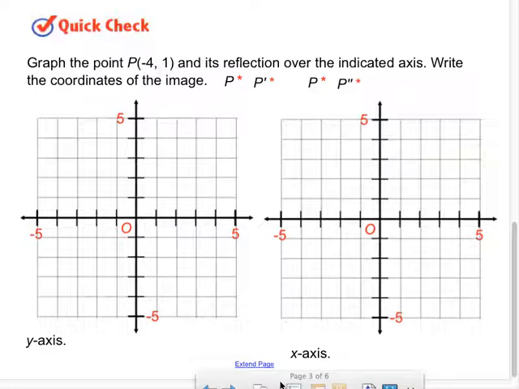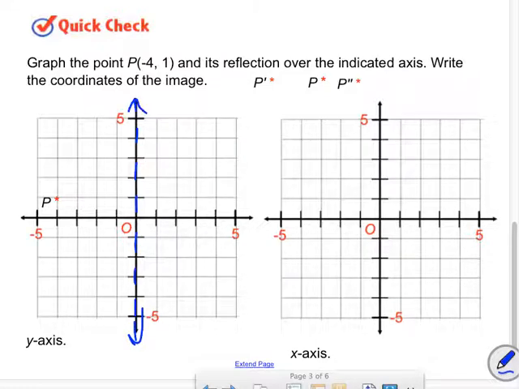Tori, which quadrant is point P going to be in? It's going to be in quadrant 2. Very good. So this is quadrant 1. Quadrant 2 is where you're going to have a -4 and a +1. And remember, quadrants 1, 2, 3, 4 go counterclockwise. Now, we are reflecting this across the x or y-axis.